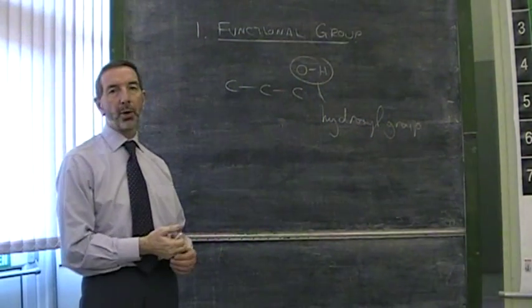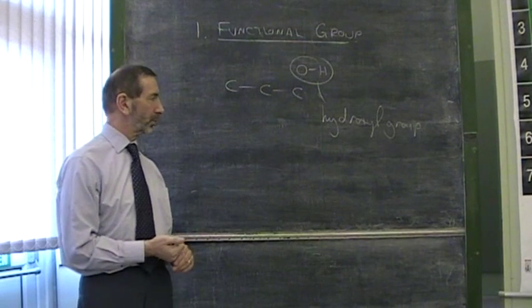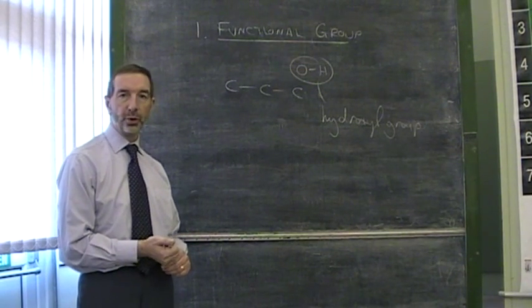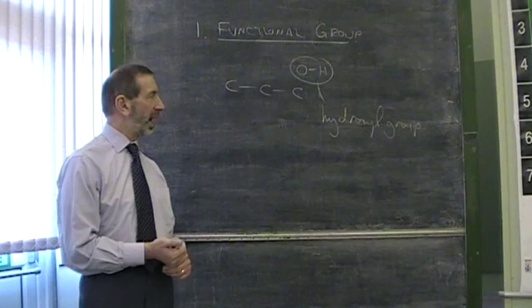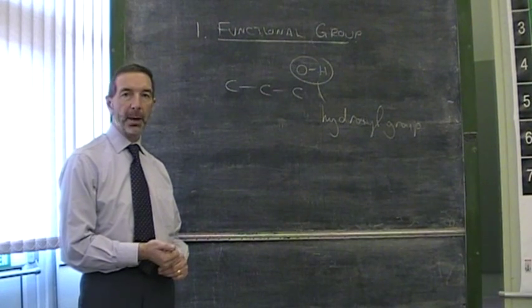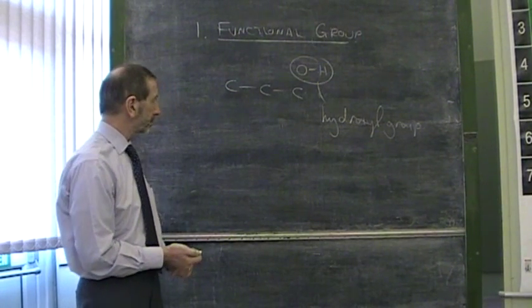And most normal alcohols would only have one hydroxyl group, although you can have 2, 3, 4, they would be called dihydric, trihydric, but really we'll come to that later.